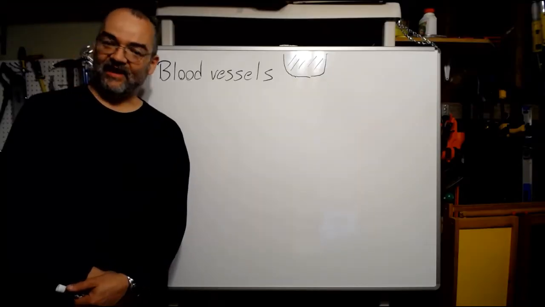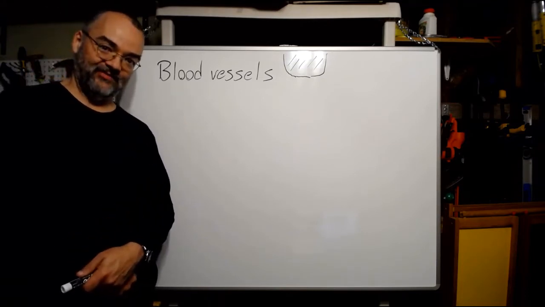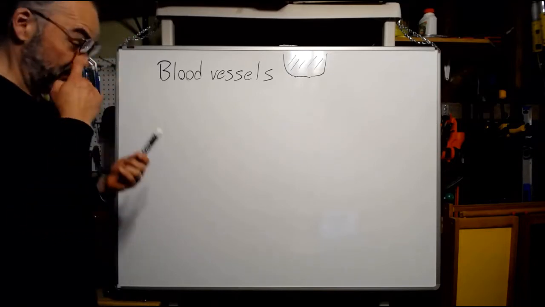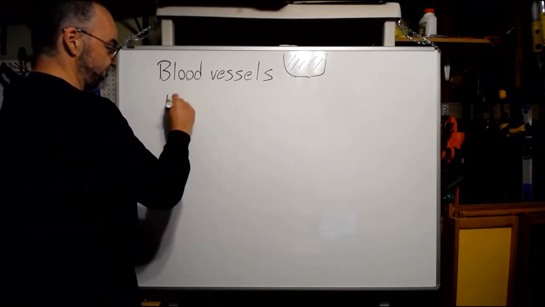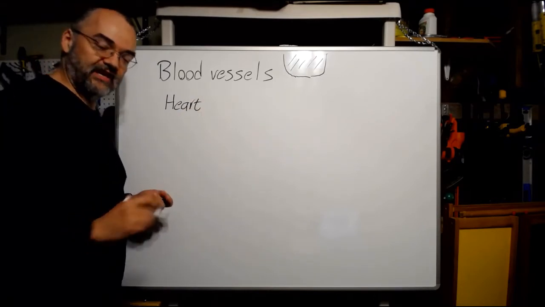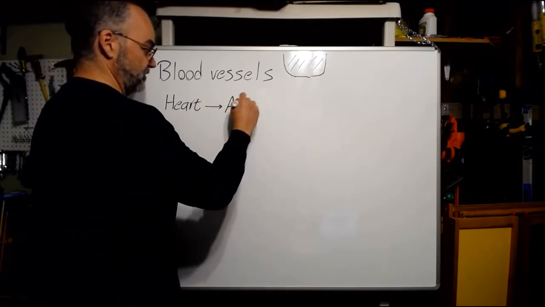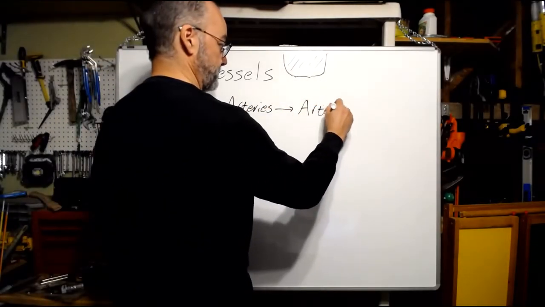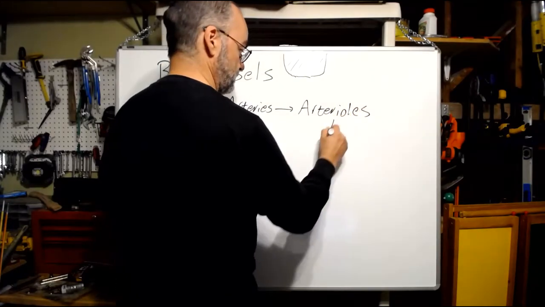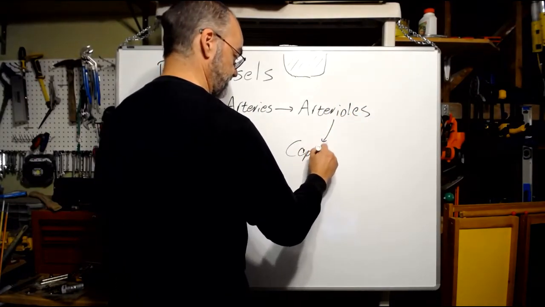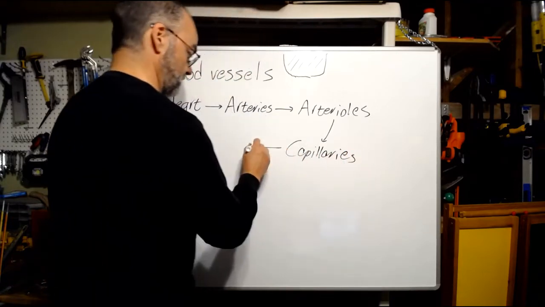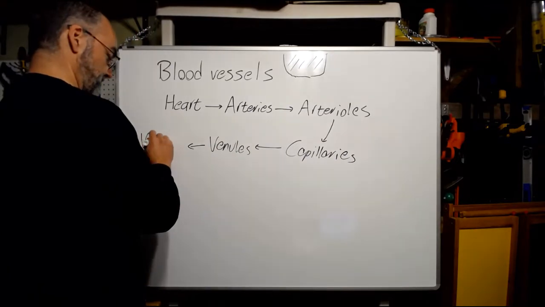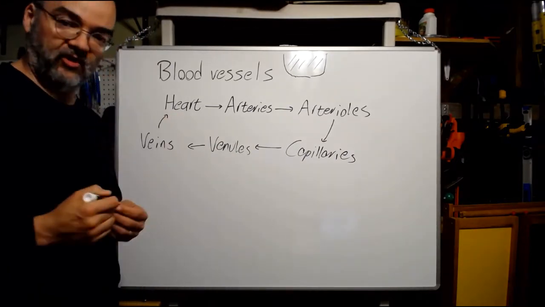Hello everyone, and now we're going to be talking about blood vessels. So, to begin with, let's talk about the names that we use for these blood vessels. If we started at the heart, the order in which we usually encounter blood vessels is heart goes to arteries, to arterioles, to capillaries, to venules, to veins, which lead back to the heart.